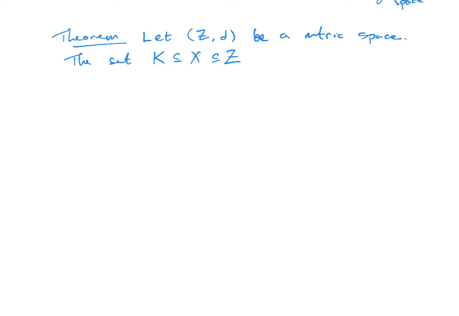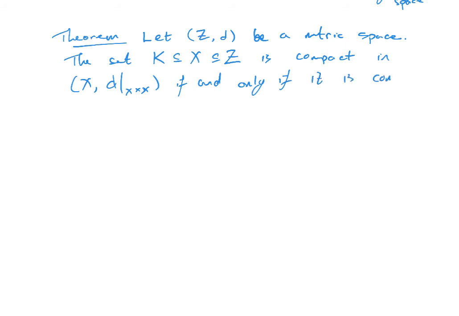Z is kind of a weird variable for our metric space. It's because we want a submetric space, X. And then K is going to be the set we're interested in. It's compact in the subspace if and only if it is compact in the big space.